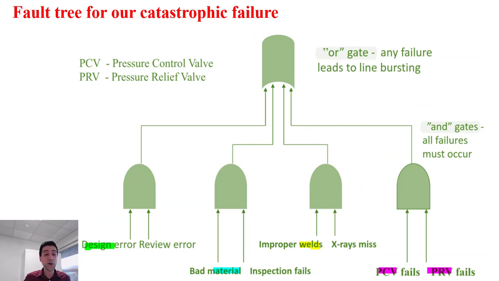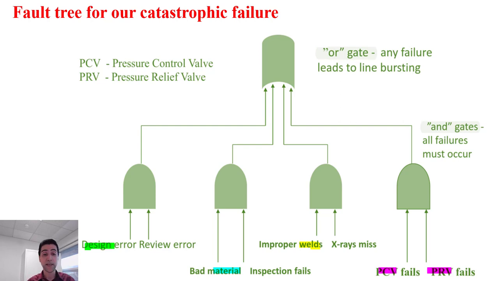So design can be problematic if we have a design error, and also the review process is erroneous and we cannot find that error in the design. So there is an AND gate between the two, and it can lead us to the top event, which is catastrophic line burst.